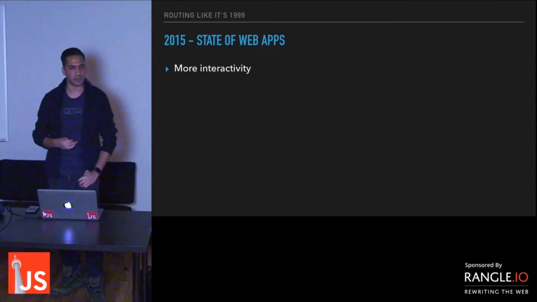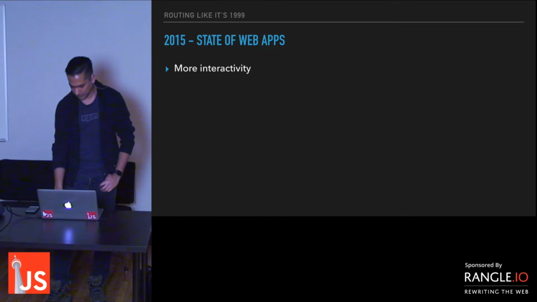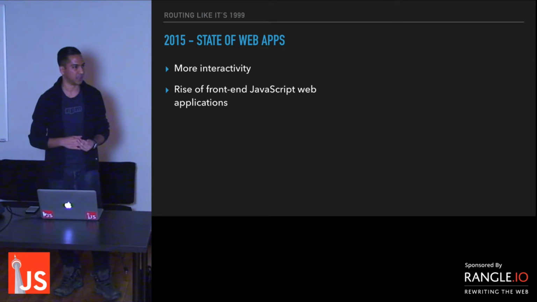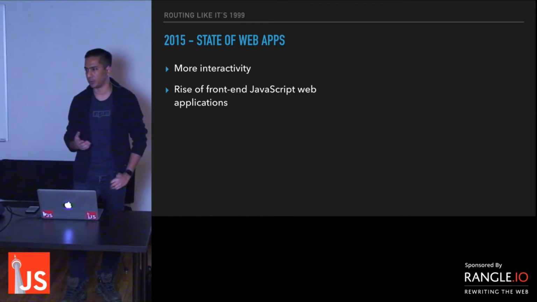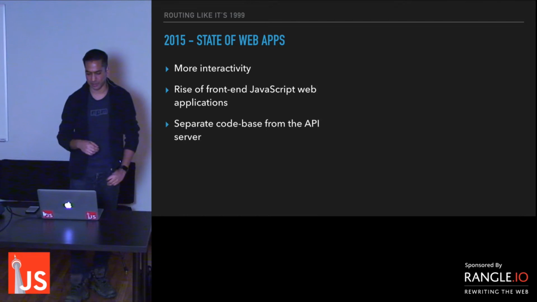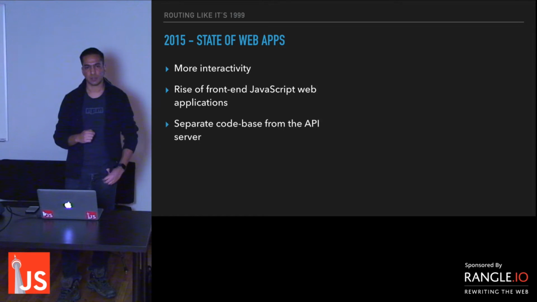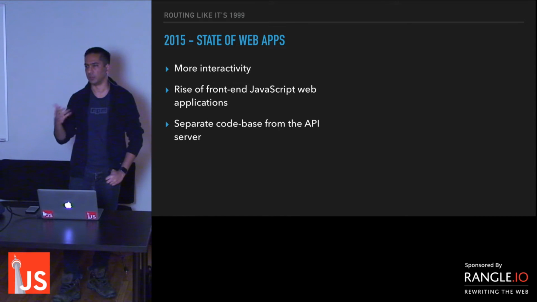So the major change is that web applications today are much more interactive than they were in the past. We've seen a rise of front-end JavaScript web applications because of this. We're creating highly dynamic social networks, chat applications, dashboards, things that simply weren't really possible back then or much more difficult to create. We're also noticing a movement towards a separate code base for our front-end applications from the API server itself. So we have one code base for our React stuff, let's say, and another for our API server. Sure, you could be using the same code base, but we're seeing a movement towards separate code bases.